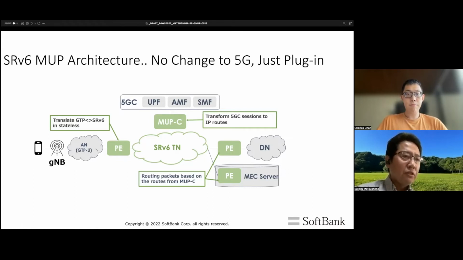That's another benefit of the SRv6 MUP, by transforming session information to routing information.